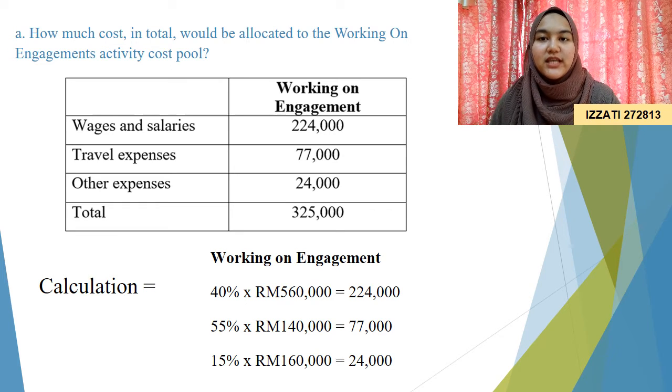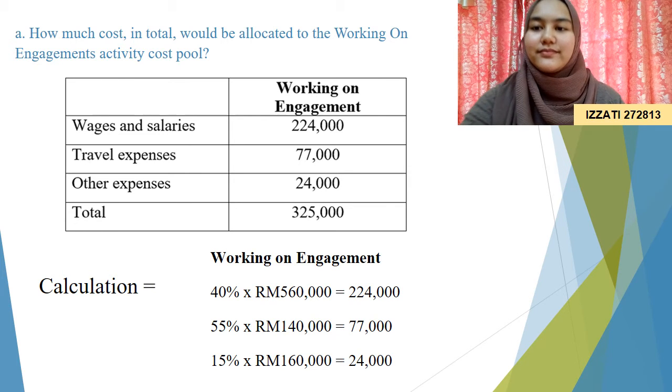A. How much cost in total will be allocated to the working on engagement? First, you should know how much the percentage is used for each cost. For example, in working on engagement, 40% for wages and salary, 55% for travel expense and another 15% for other expense. Then you can calculate it. For example, 40% times 560,000, 55% times 140,000 and another 15% times 160,000.